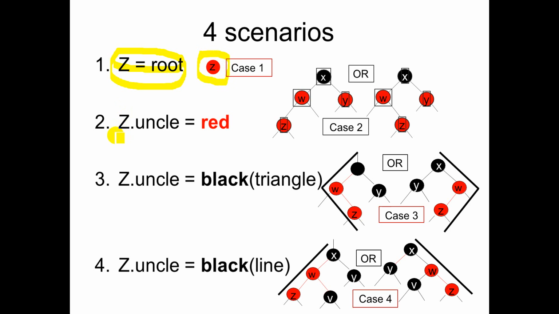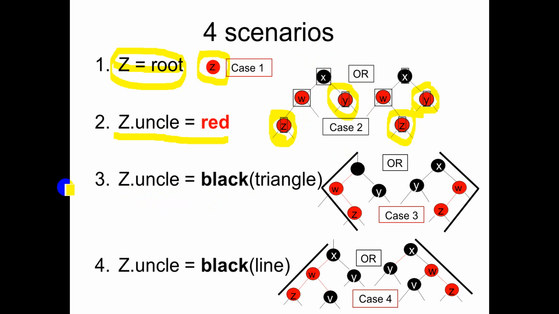So next, maybe the uncle is red. You can look here. This is the node that you are inserting and your uncle is here, so it is red. Or you are the right child and your uncle is red. Here you are the left child, uncle is red. Here you are on the right side and uncle is red. So for this I wrote 'or', and this is case 2.